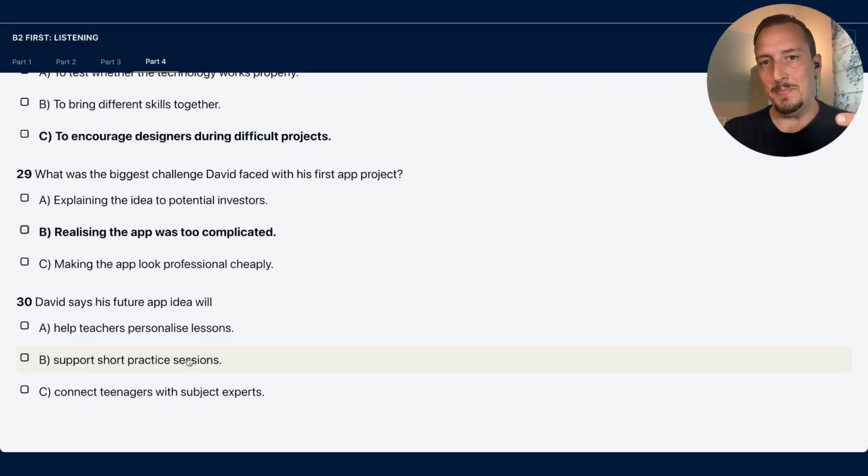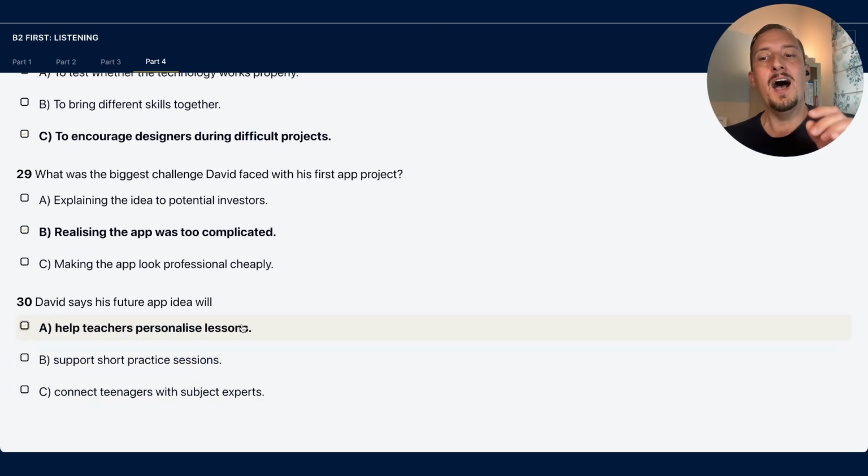Notice how he brings in B. He talks about it, but doesn't confirm that that's what his future app idea will do. So it's not B. I'd like to build something that helps them create different versions of the same activity quickly. I'd like to help teachers build things that customize the same activity. It's words to that effect. Basically, help teachers personalize lessons. So A is going to be our correct answer.